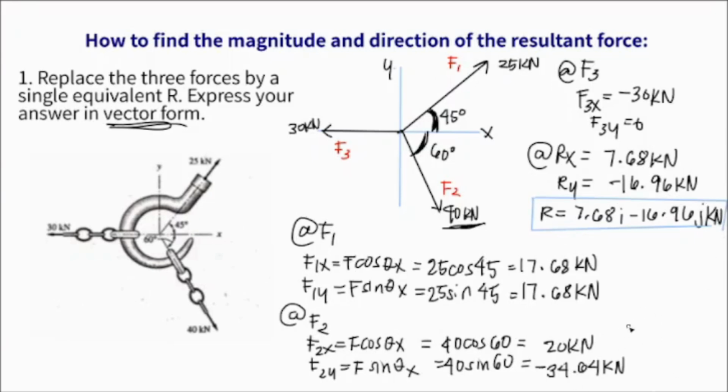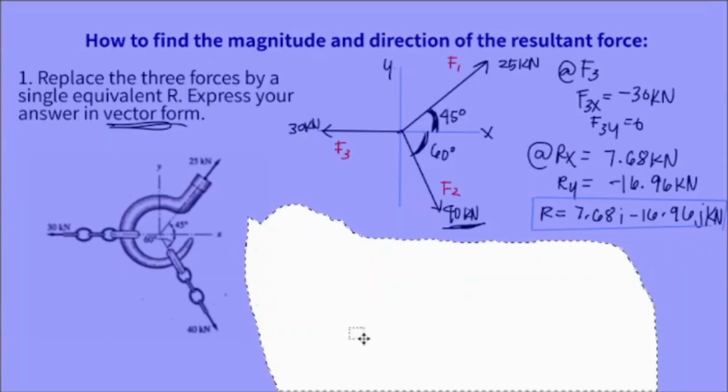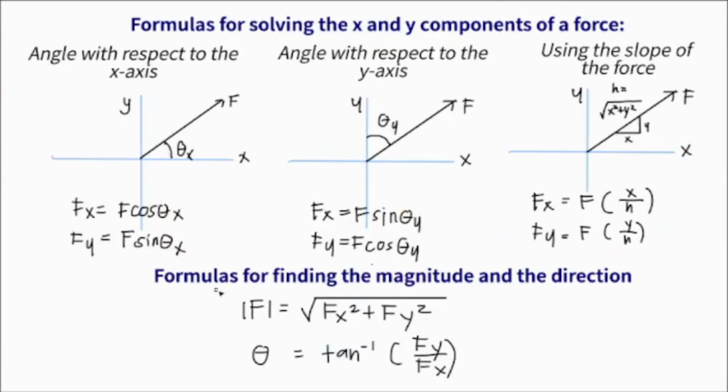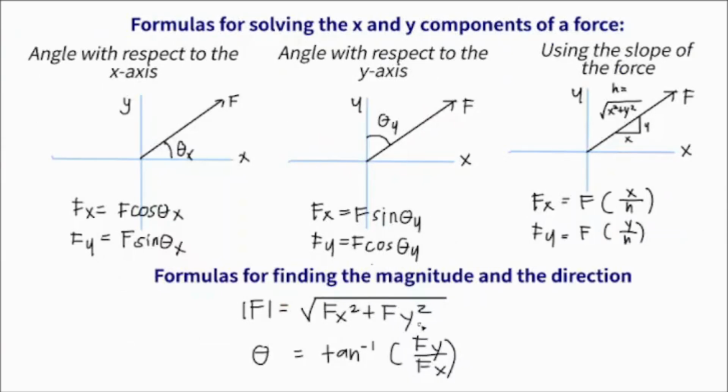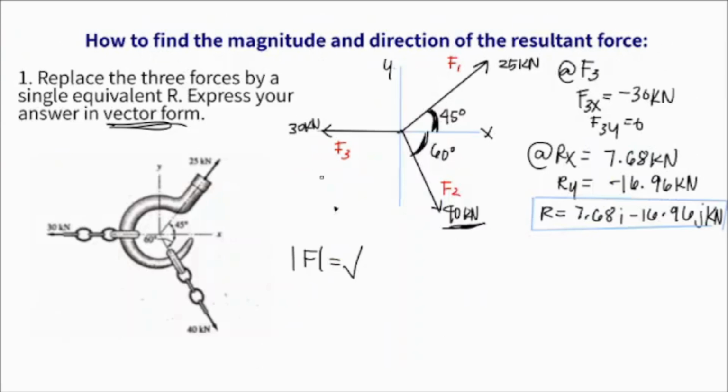If we want to know the magnitude and direction, we use these formulas for finding the magnitude and direction. Just for the sake of knowing the magnitude and direction: the magnitude of F is equal to the square root of Fx squared plus Fy squared.